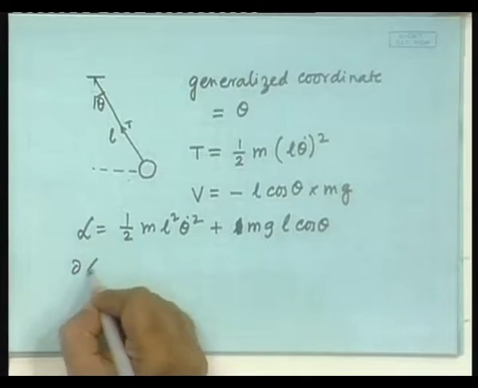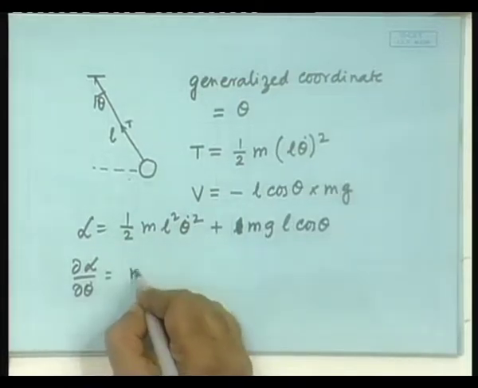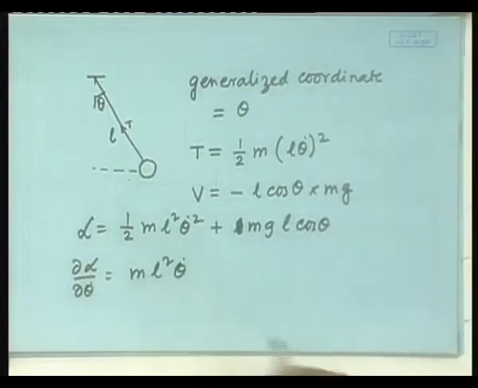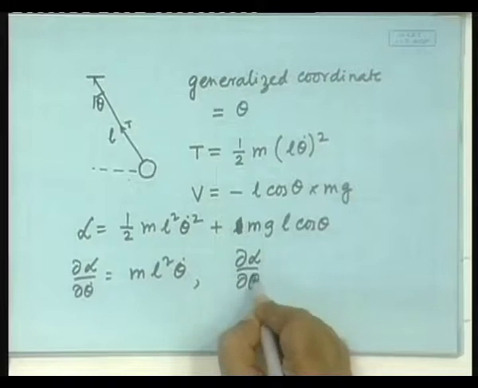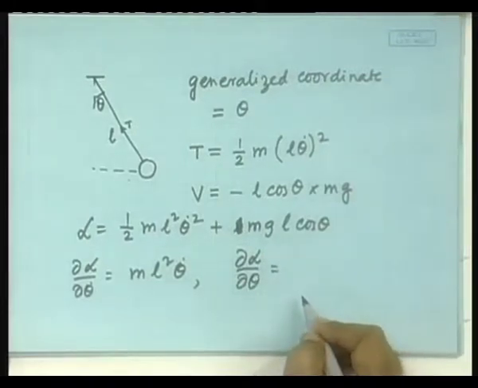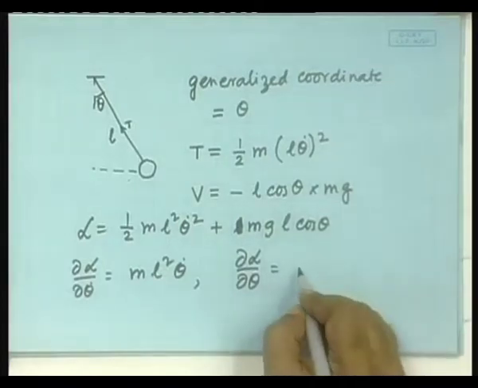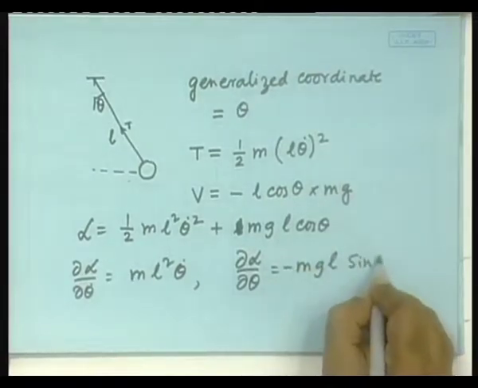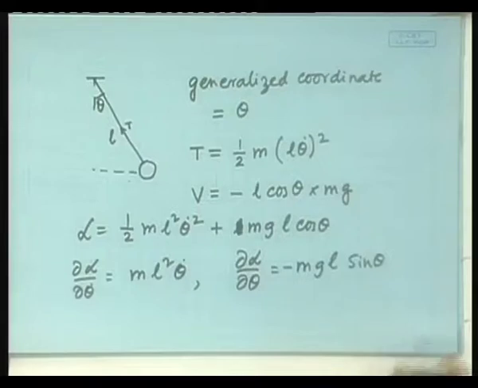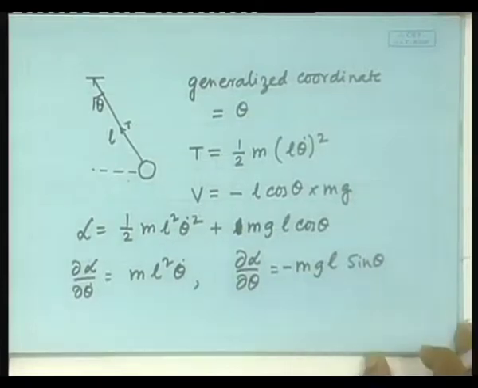So, your derivative of the Lagrangian with respect to theta dot is m L square theta dot. The derivative of the Lagrangian with respect to theta is, do it, it will be minus m g L sin theta. The moment you have this, you can easily write down the differential equation.